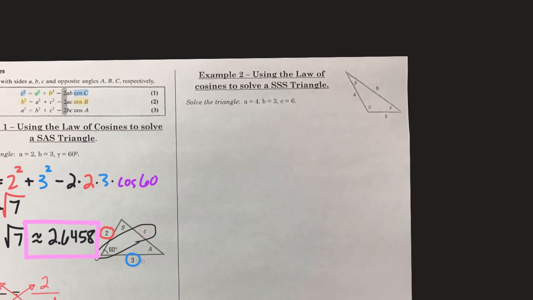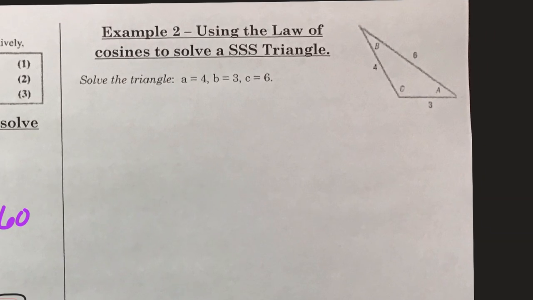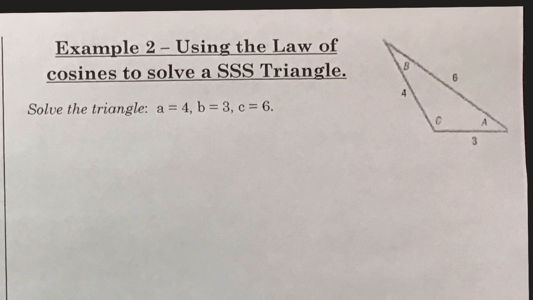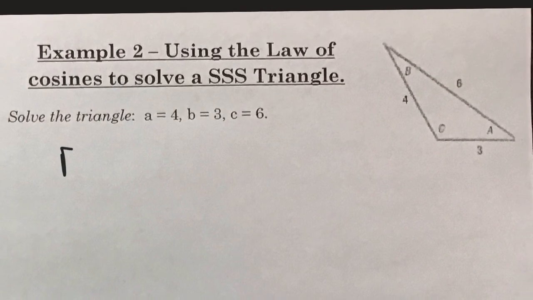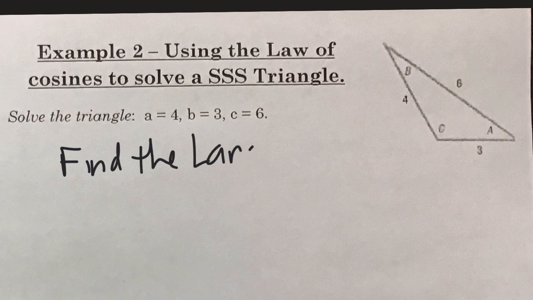So let's look at our second problem. We can use the law of cosines to solve a side, side, side. So notice that we don't know any angle measures here. And in order to use the law of sines, we have to know at least one. So as a general rule, whenever we're trying to solve a triangle using law of cosines, we want to find the largest angle first. Okay, find the largest angle first.